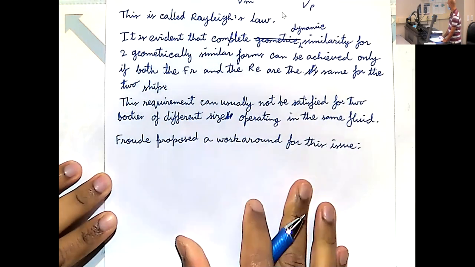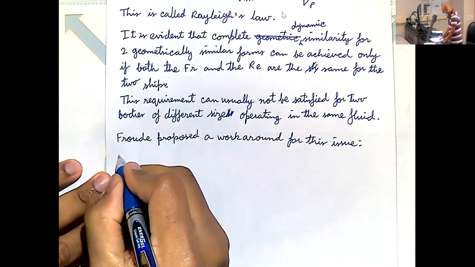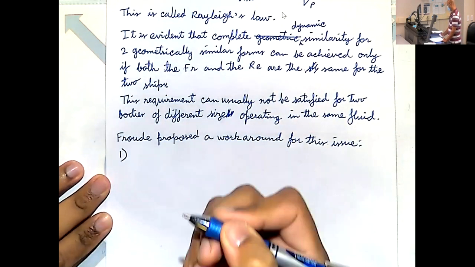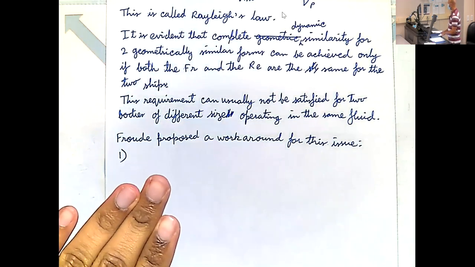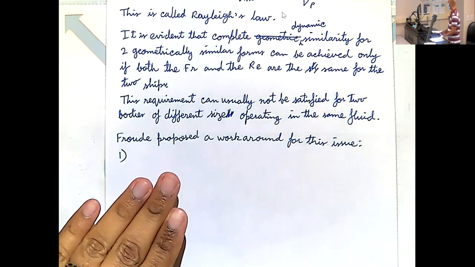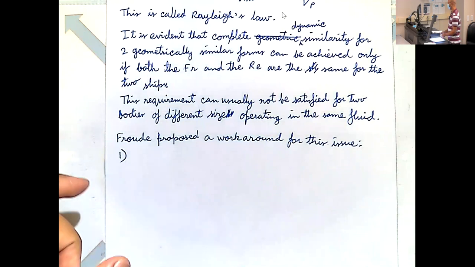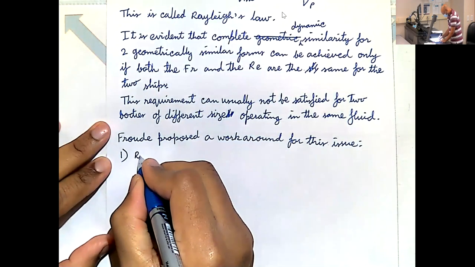All right, so the first step is exactly what we were talking about on the previous pages. We run the small scale model at the same Froude number that we expect to run the full scale ship at. So run.